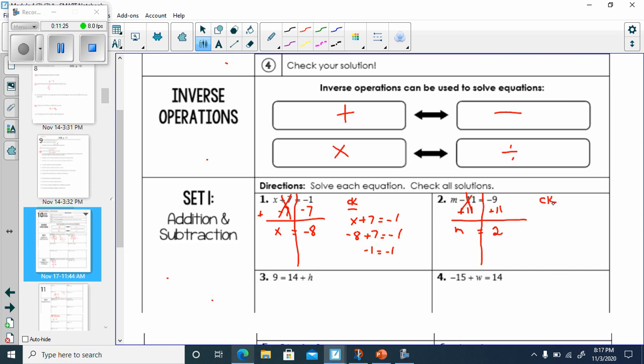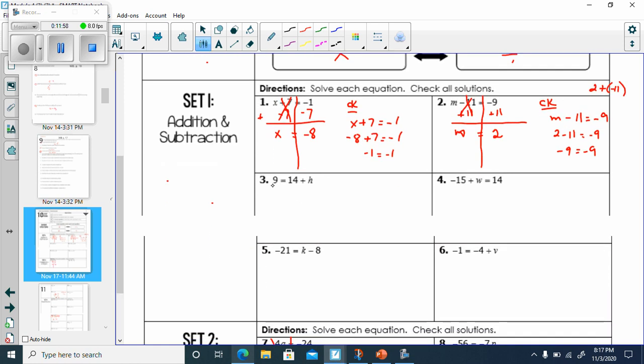How can I check myself? Here's how you check yourself. M minus 11 equals negative 9. Your M is 2. 2 minus 11 equals negative 9. When you subtract, it's the same thing as adding the opposite. That's 2 plus a negative 11. And that would be negative 9 equals negative 9. If they're equal, that means this is correct. Your solution is M is equal to 2.